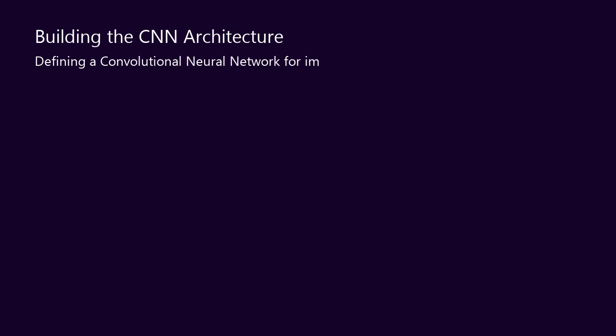Now, let's build our CNN. We'll use a classic architecture. Convolutional layers to detect features. Max pooling to reduce dimensions. And fully connected layers for classification. Let me explain each component.